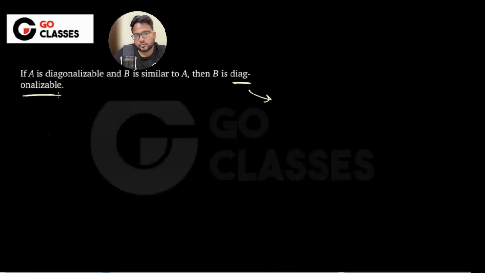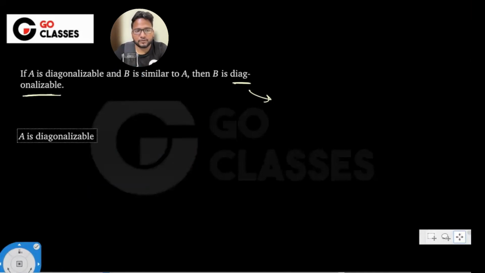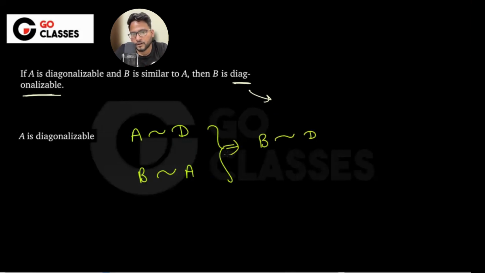So let's interpret it step by step. A is diagonalizable. It means what? A is similar to some diagonal matrix, right? Let's suppose D. Which means A is similar to D. Now B is similar to A. It means definitely that B is similar to D. And B is similar to D is another way of saying that B is diagonalizable, right?